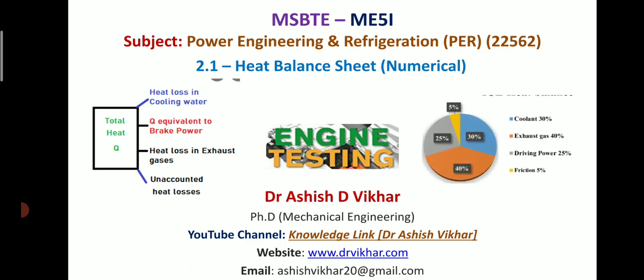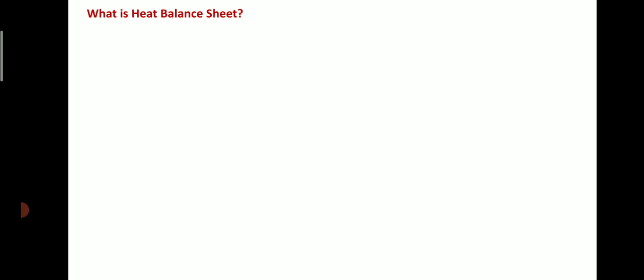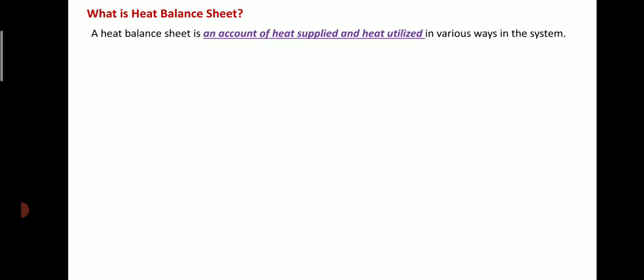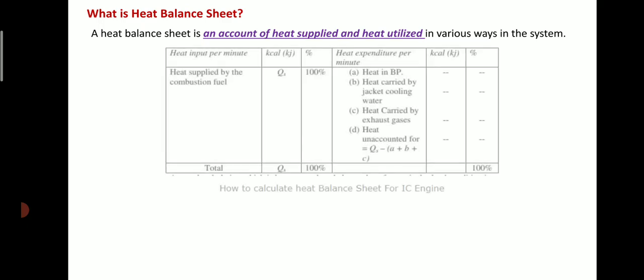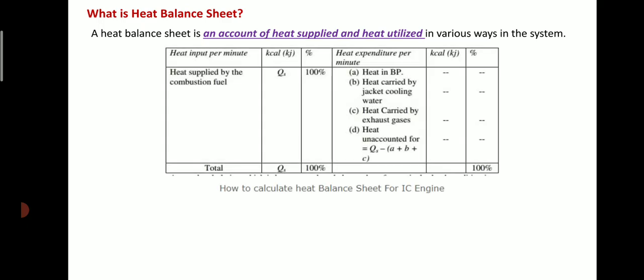As you can see, some percentage of heat is lost in cooling water, some heat is utilized in producing brake power, and some percentage of heat is lost in exhaust gases. So how is the structure of the heat balance sheet, that we will understand. What is a heat balance sheet? A heat balance sheet is an account of heat supplied and heat utilized in various ways in the system or internal combustion engine.